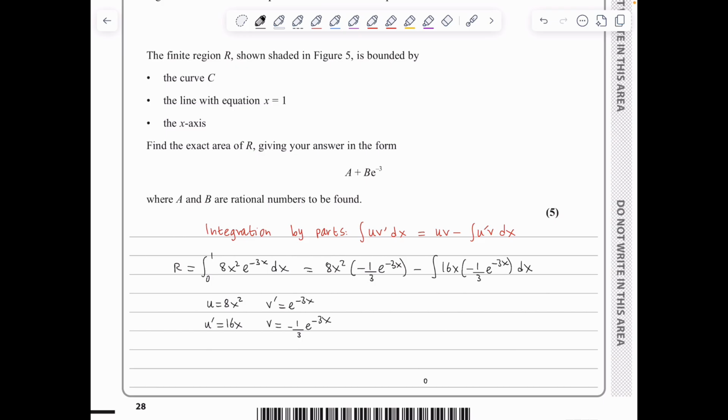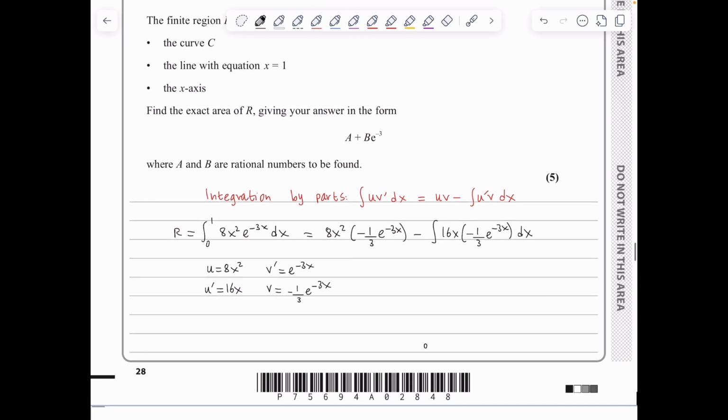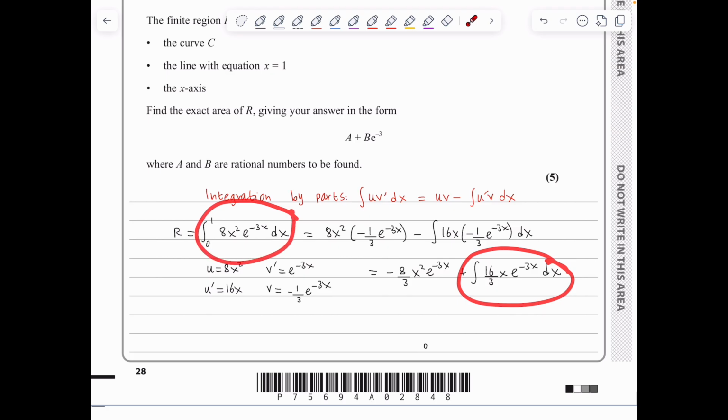I'm just concentrating on doing the integration. Now, this part here does not involve an integral, so we're looking at -8/3 x squared e to the -3x. And now the negative with this negative will make a positive, so we're looking at plus the integral of 16/3 x e to the -3x dx. So we've got something simpler to integrate here, because originally we had the product of a quadratic with an exponential term. Now it's a linear term with an exponential term, but I still need to apply integration by parts a second time for this integral here.